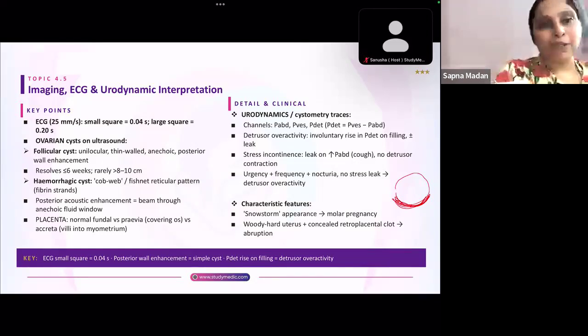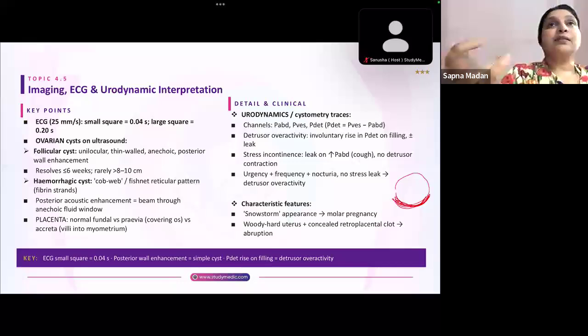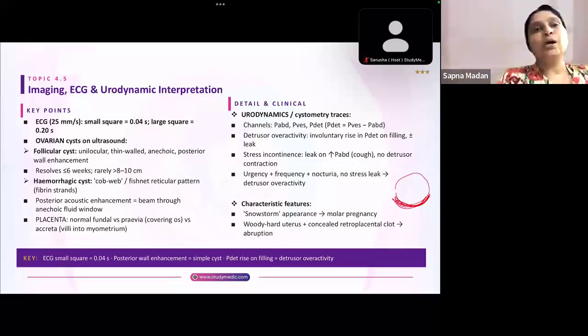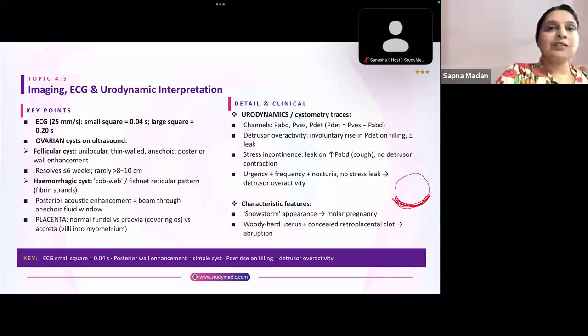Then if there is detrusor overactivity, which means that the detrusor is just acting on its whim. Okay, there's no trigger, nothing, but the detrusor is just contracting, with or without a leak, we will come to that. Okay, and then there is stress incontinence, where a patient is coughing or she's being made to do Valsalva, and there is increase in the abdominal pressure, and there is no detrusor contraction, but the P abdomen and the P vesicle will rise, and there will be a leak.